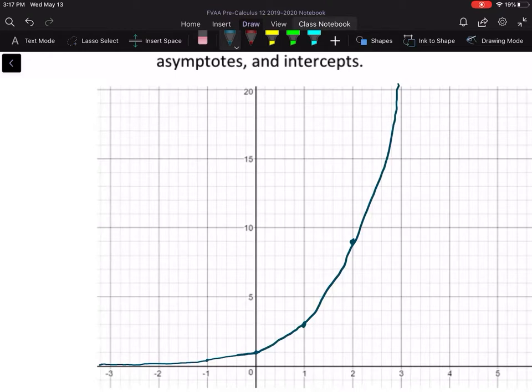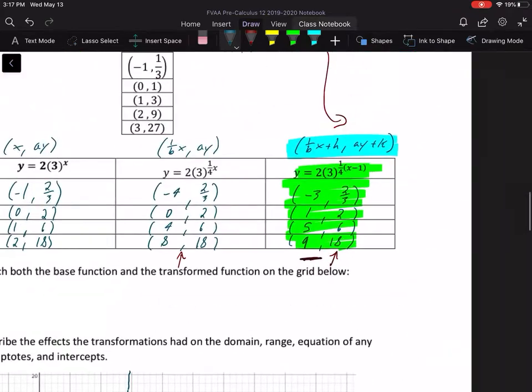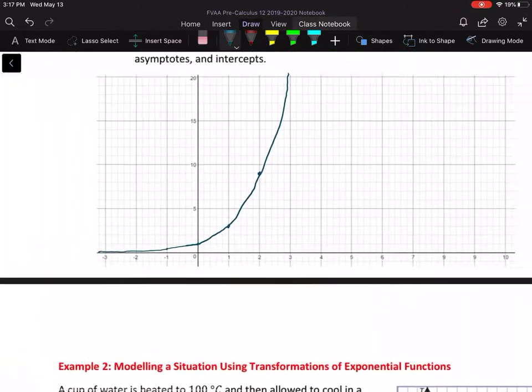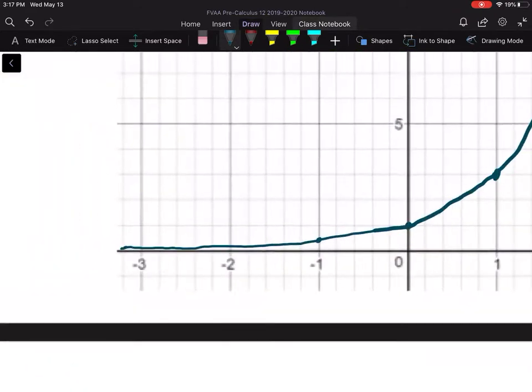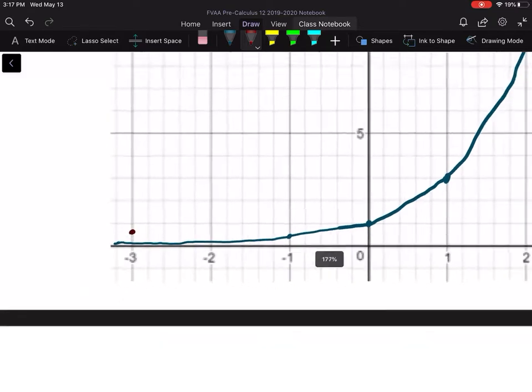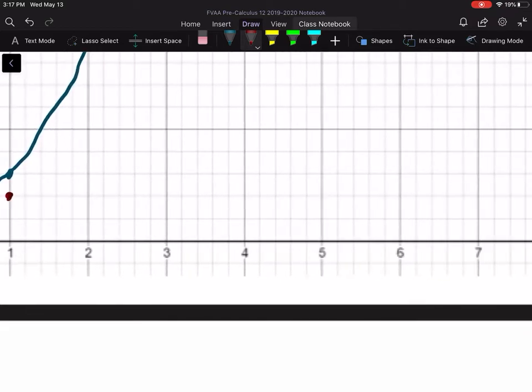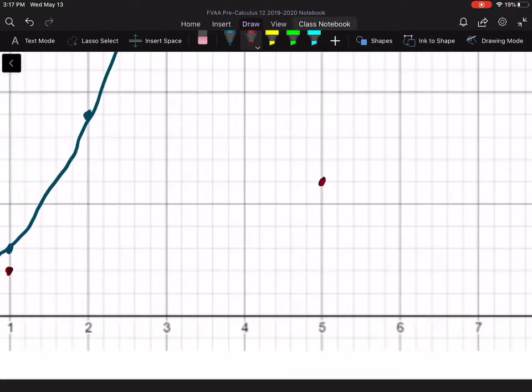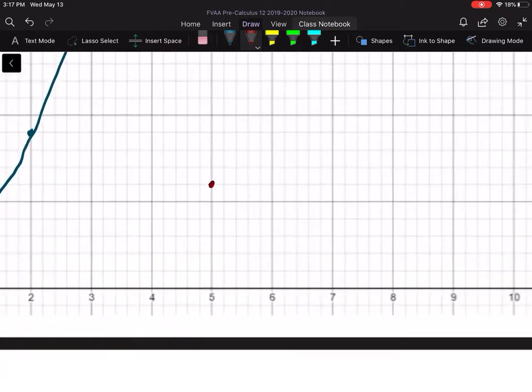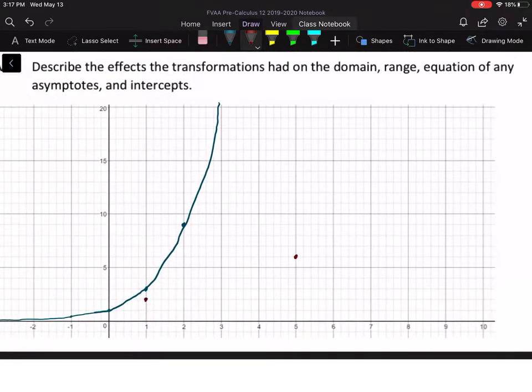Next we put our other values here. Negative 3 and 2/3, which would be like this. Then we have positive 1 and 2, which is this point here. 5 and 6 is this point here. And 9 and 18 is this point here.